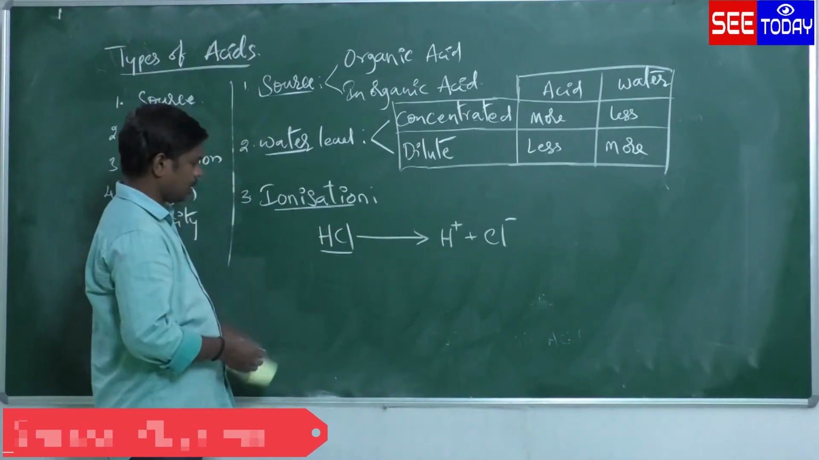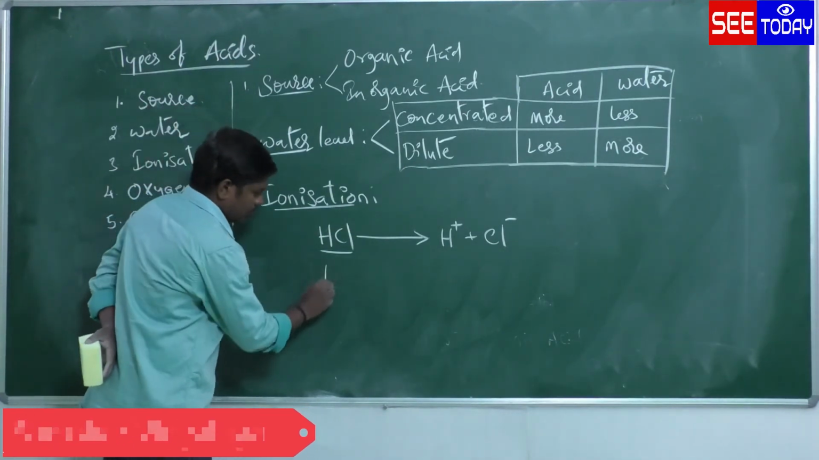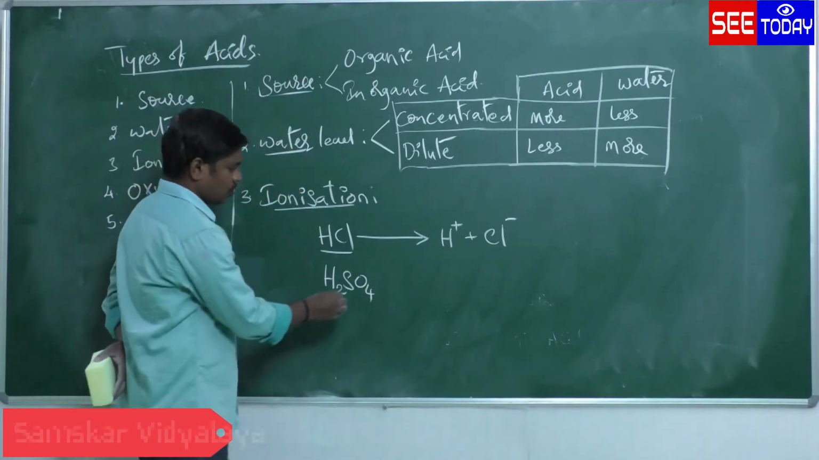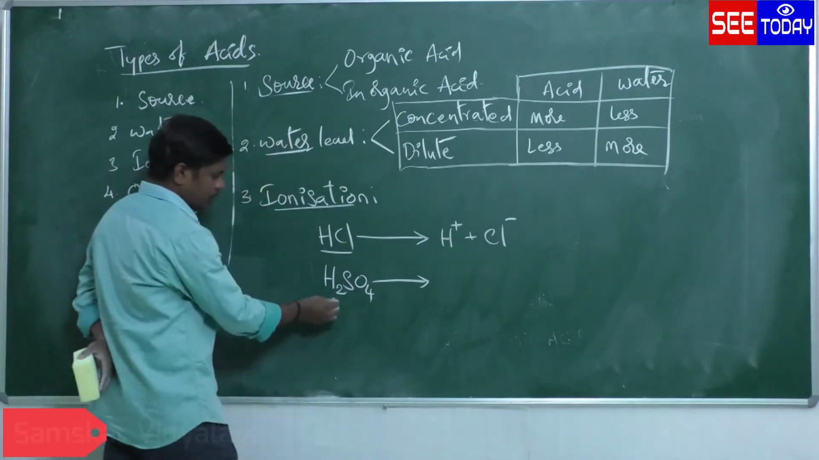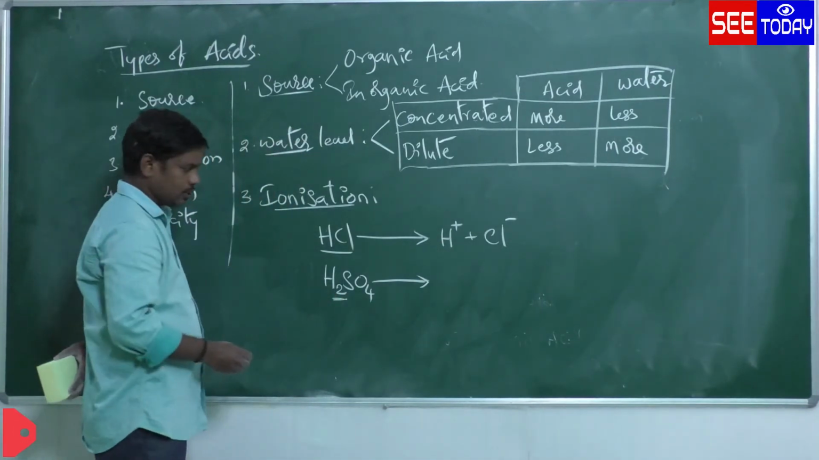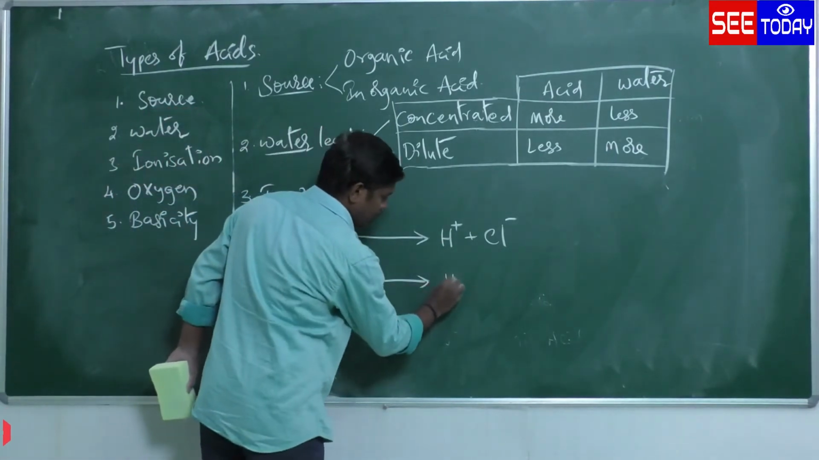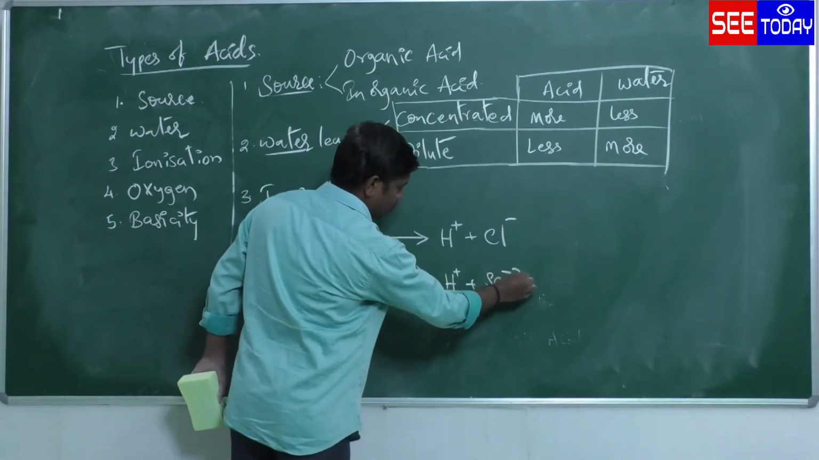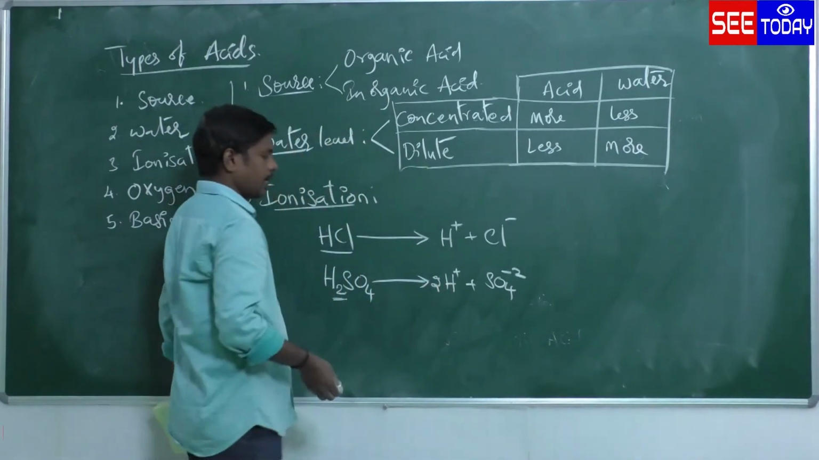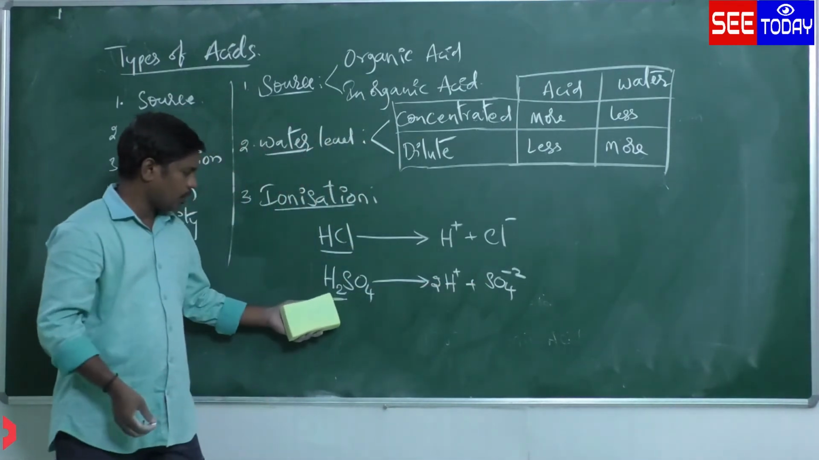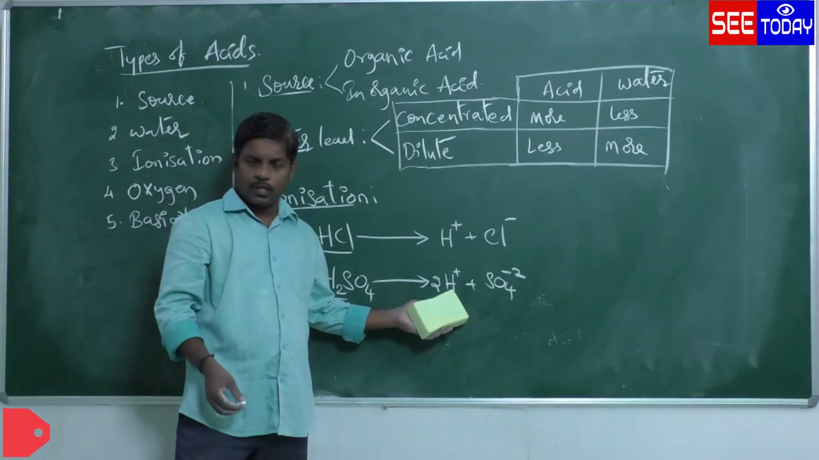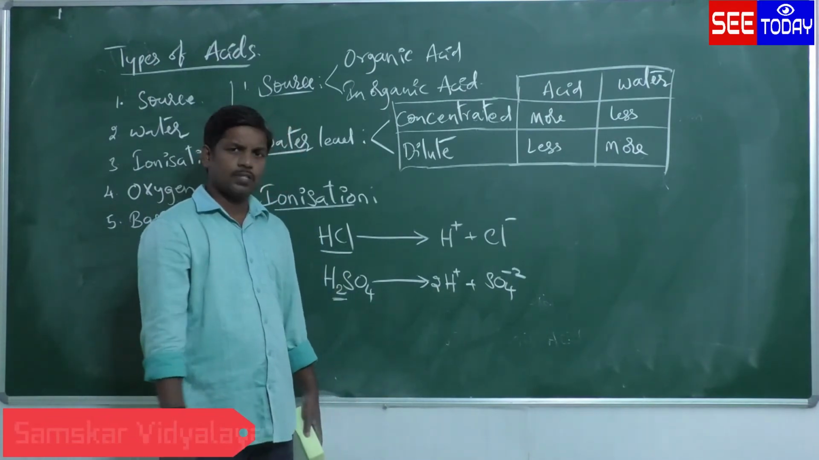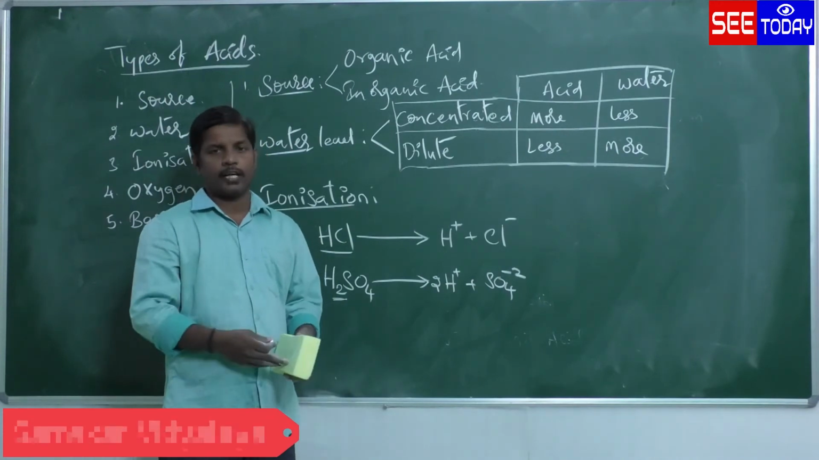Let us take H2SO4. Whenever I drop H2SO4 in water, how many hydrogens does it have? It has 2 hydrogens, so it releases 2 H plus ions and SO4 minus 2. All the 2 hydrogens are released, which means 100% ionization is taking place. 100% ionization we can also call complete ionization.